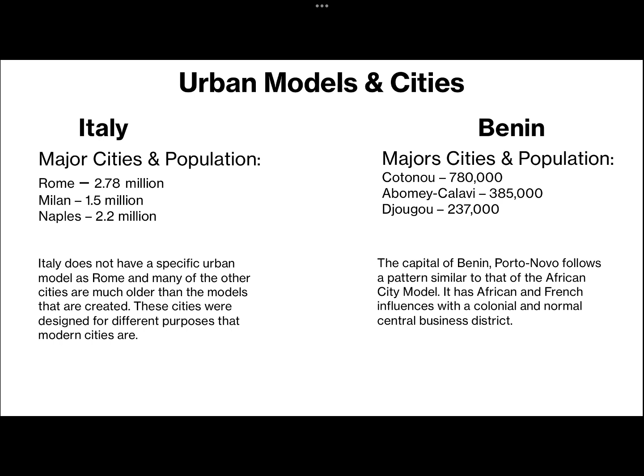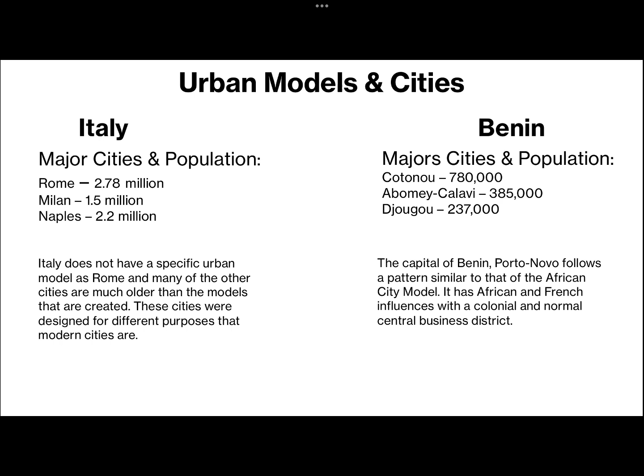Now onto some more urban models and cities. Some of Italy's major cities include Rome, Milan, and Naples, each with populations ranging from 1.5 to 3 million. Italy does not have a specific urban model, as Rome and many of the other cities listed are older than many of these models that were created, and these cities have kind of stayed the same and not really changed throughout time. These cities were also not designed for car transportation, as they were not invented back then.